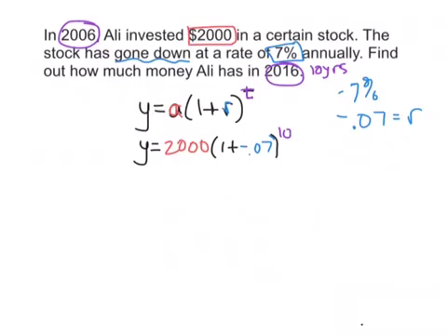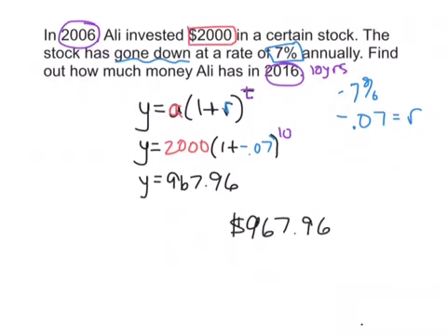All right, we'll go ahead and compute this, again being careful for all symbols and parentheses, etc. All right, when we compute this, we get y equals 967.96. So his money is now worth a lot less. Obviously, the market has been declining for this stock. So he has just under $1,000 left of that $2,000. So hopefully the rates will go up a lot in the next 10 years and he'll make more money on that.